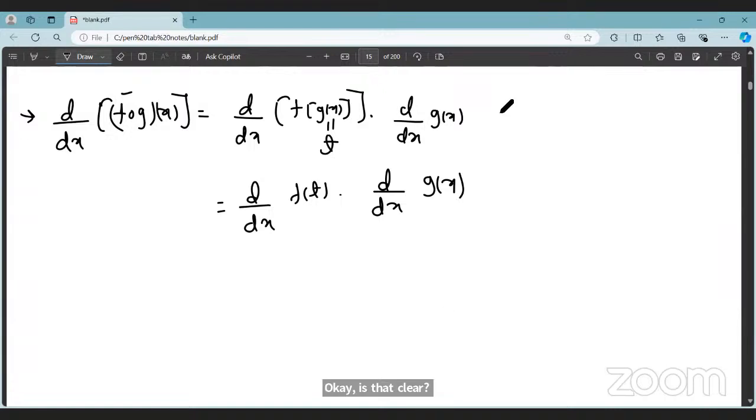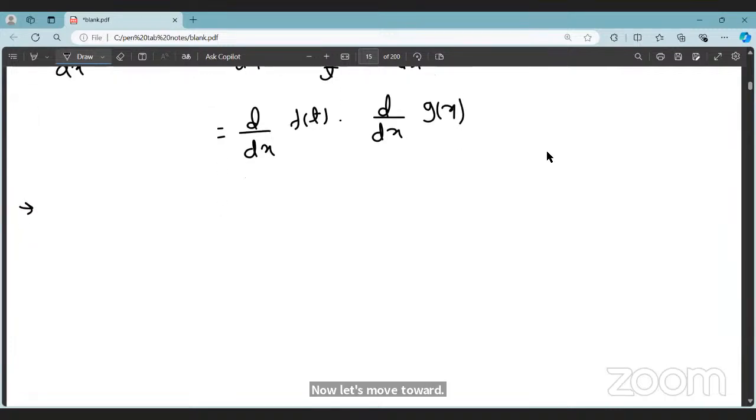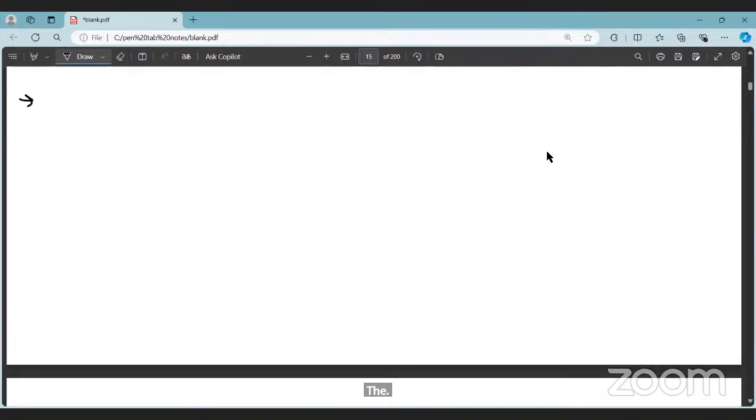Yeah. Now let's move toward tangent and linear approximation. So first I'll cover linear approximation.